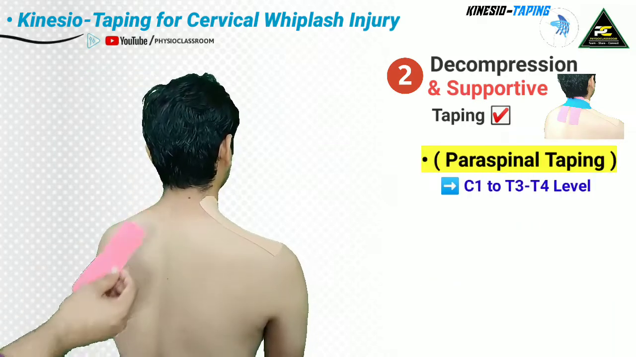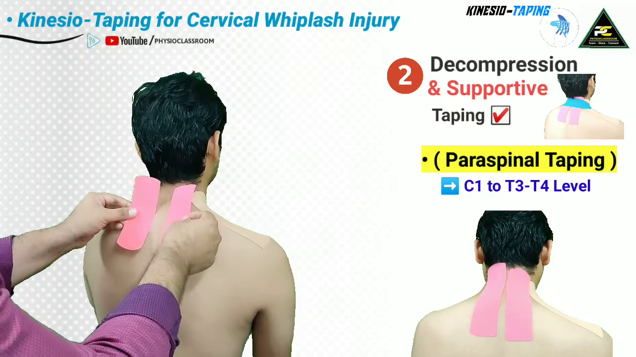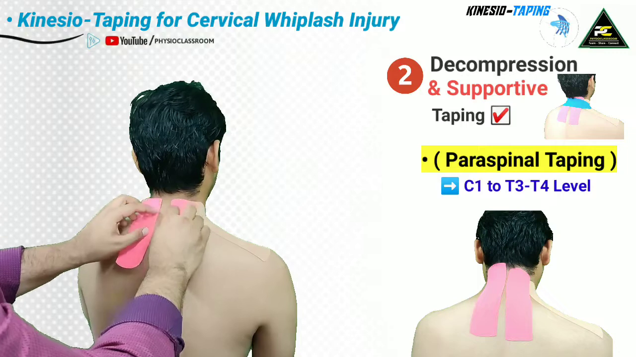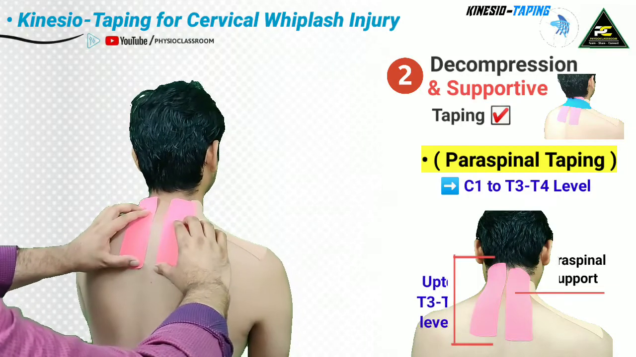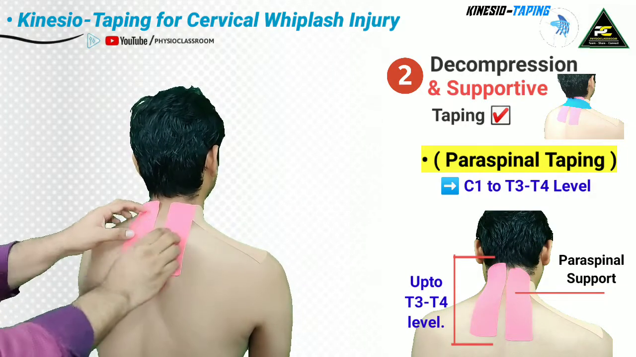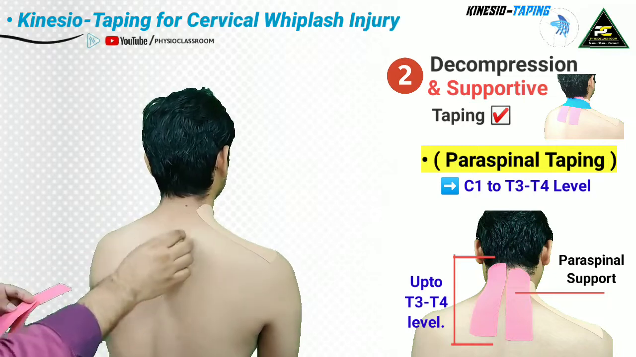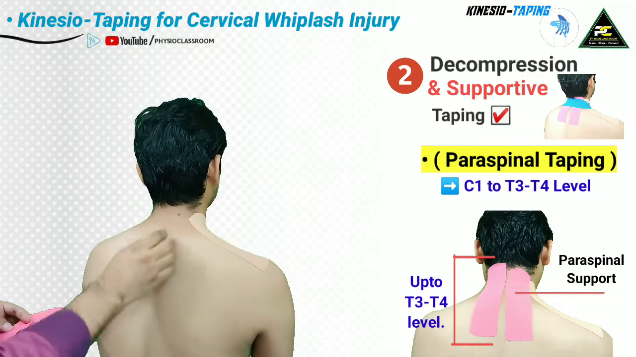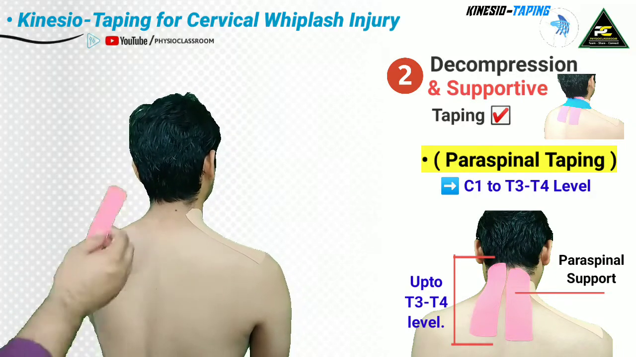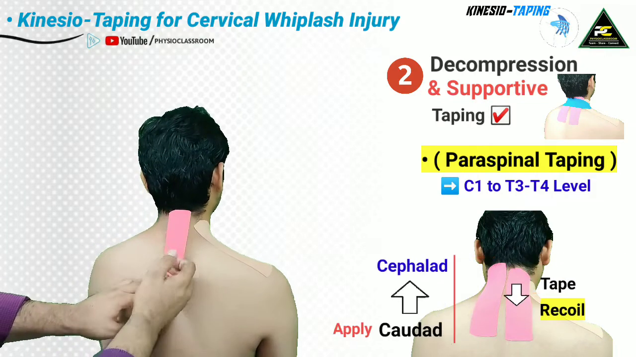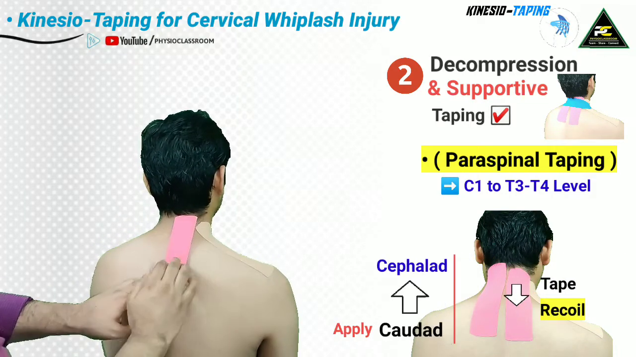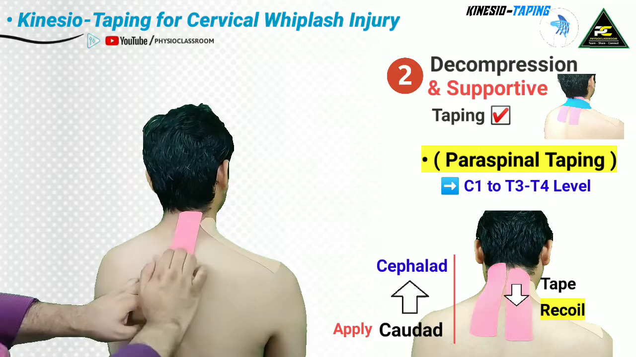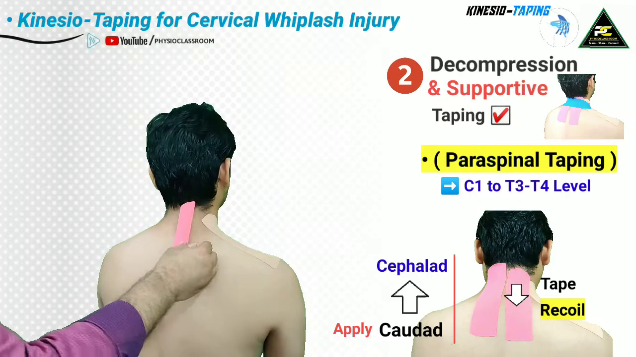Now the next two I strips are going to be applied paraspinally over the cervical region and going up to the T3, T4 spine. Now these are going to support the cervical extensor muscles, the deep as well as the superficial. And this has to be applied from the caudad to the cephalad direction so that when the tape recoils, it recoils in the direction of the muscle action.